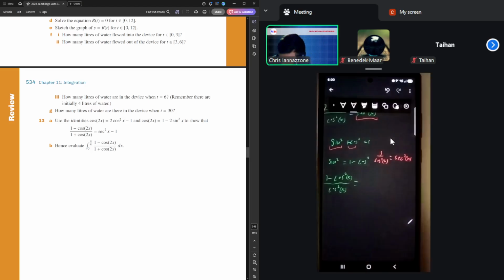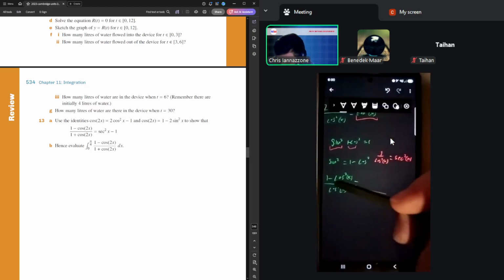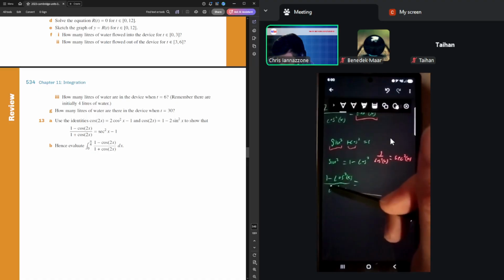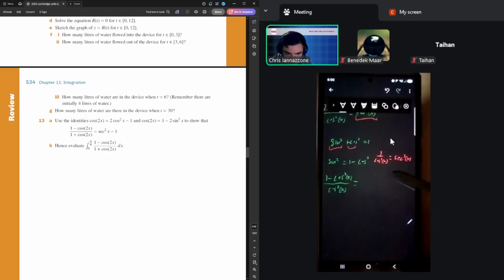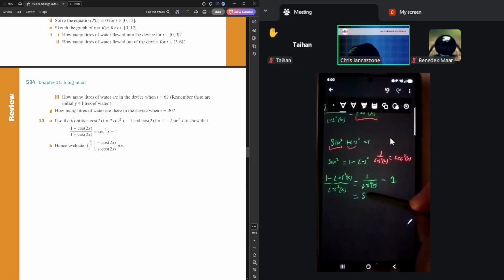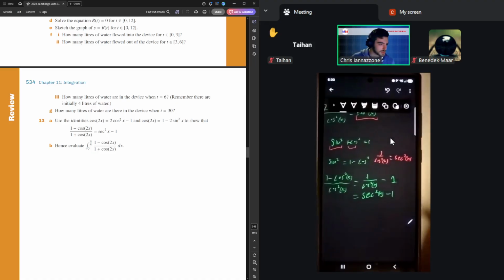Maybe we're freezing a bit. This is just splitting the fraction. So we have 1 over cos squared minus cos squared over cos squared. Just splitting the fraction there. 1 over cos squared x minus cos squared over cos squared, which is just 1. And then finally, that bit there is sec squared. And that's what we wanted.